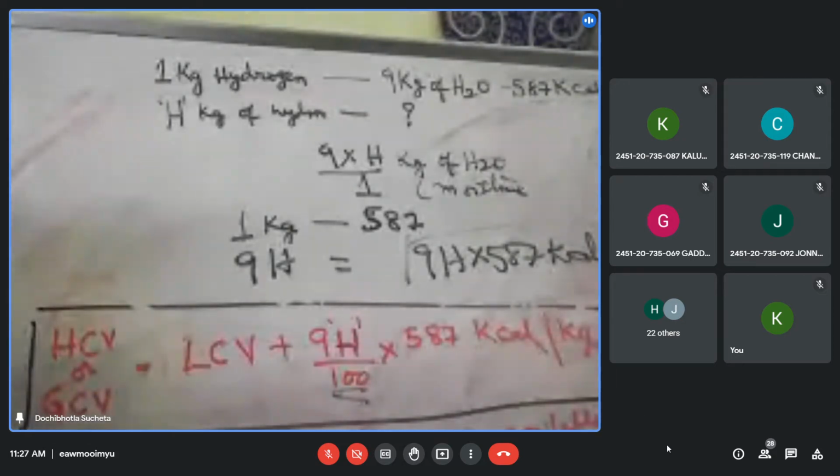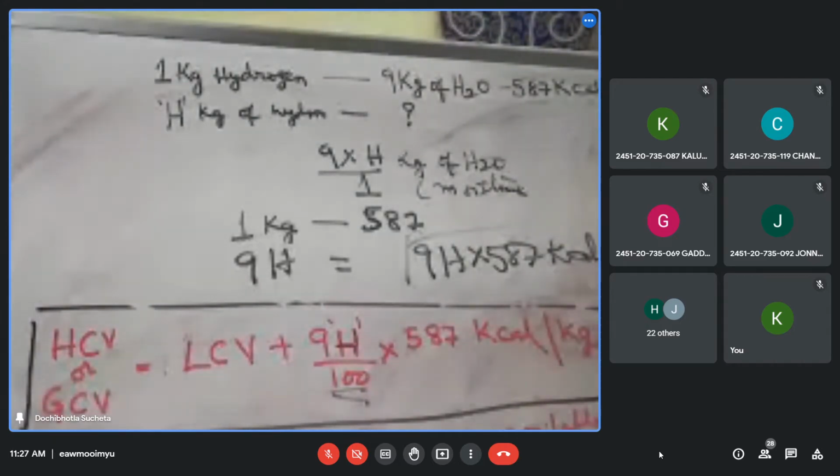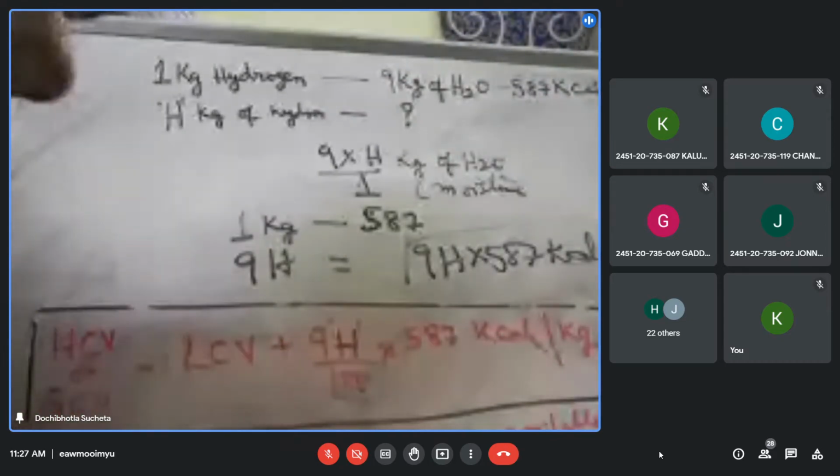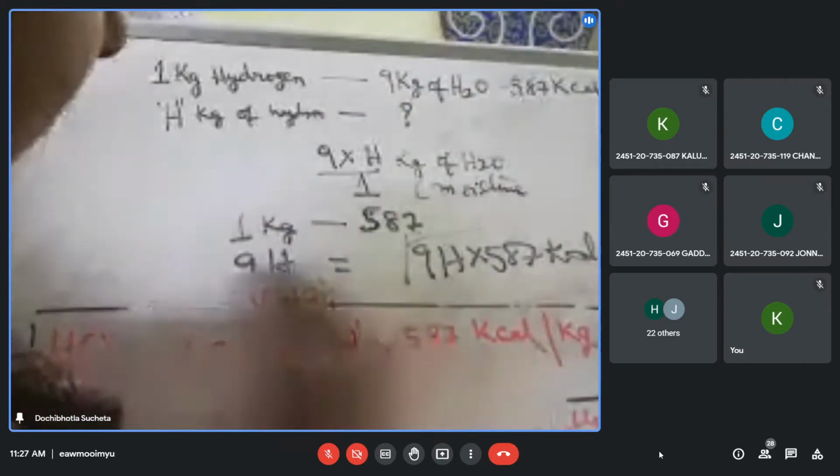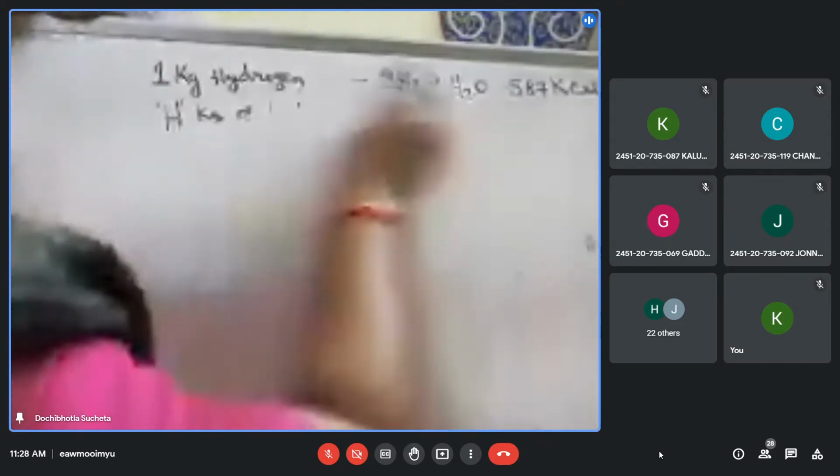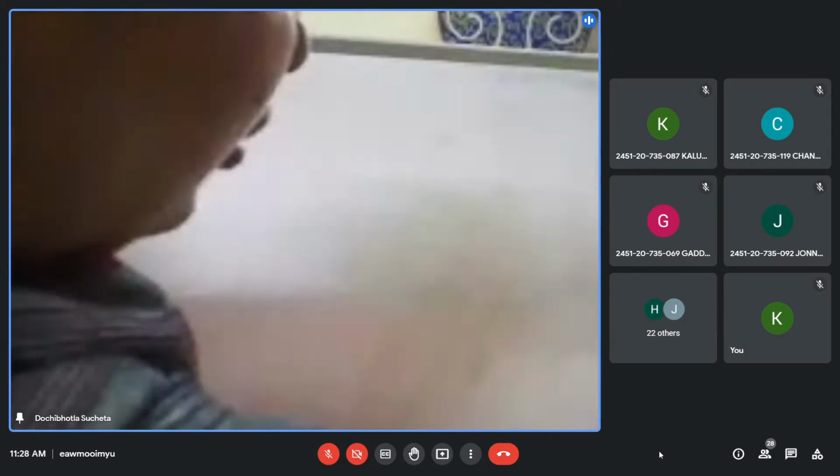Calculate the gross and net calorific value of a coal sample having the following composition.